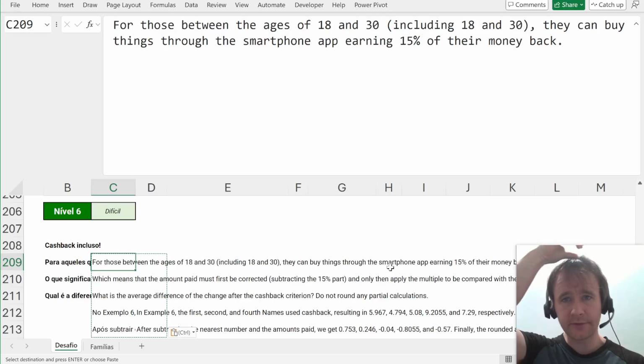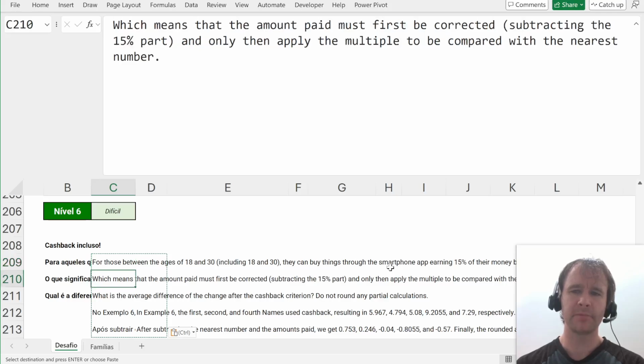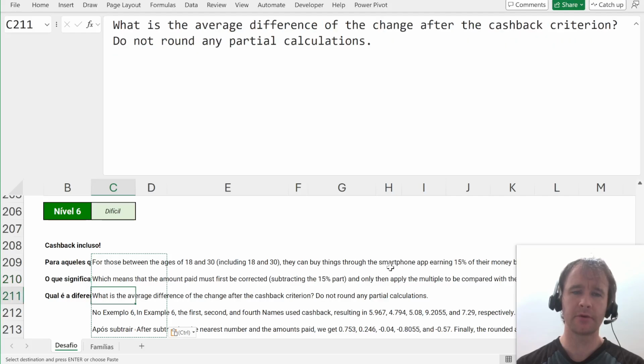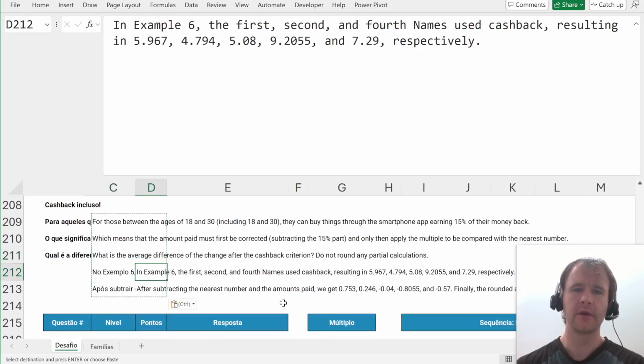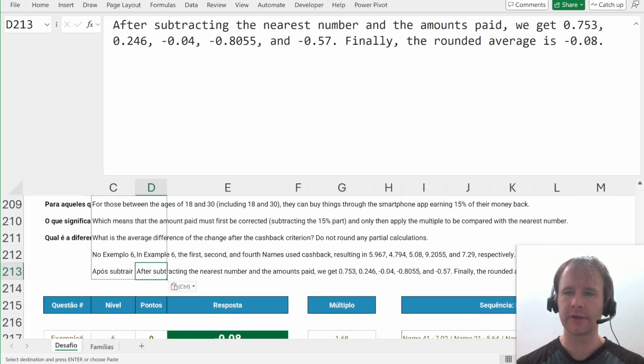For those between the ages of 18 and 30, inclusive, they can buy things through the smartphone app, earning 15% of their money back. Amount paid must first be corrected, subtracting the 15% part, and only then apply the multiple to be compared with the nearest number. What is the average difference of the change after the cashback criteria? Do not round any partial criteria. In example 6, the first, second, and fourth names use cashback, resulting in these weird numbers after subtracting. Okay, fine. So then we're going to take the average and we're going to round it.